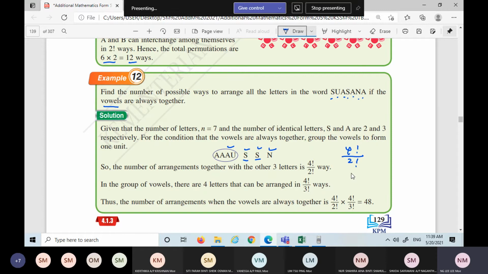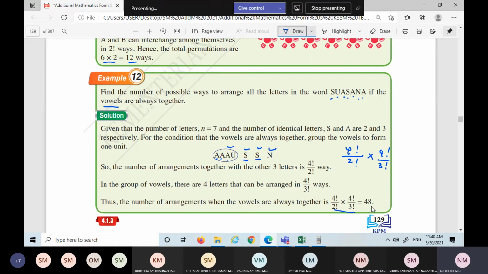Finish. But remember, among the group that you put together, which is all the vowels, same thing. These 4 can arrange among themselves, so it's 4 factorial again. But inside this group there are 3 identical objects, so this 4 factorial has to be divided by 3 factorial. So this is the answer: 48.